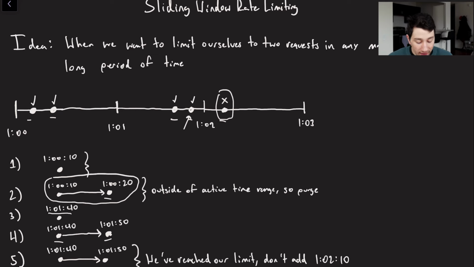And then finally, when this guy comes in, which is going to be, let's say, 1:02:10, we'll see that 1:02:10 is recent enough that neither of these guys get expired. And then if we were to add it, our linked list would be too big, and so we have to rate limit this request and say, no, it's not valid. So the idea is that every single time a new request comes in, we first purge all of the old requests from the linked list, and then after that we go ahead and add the new request to the linked list.